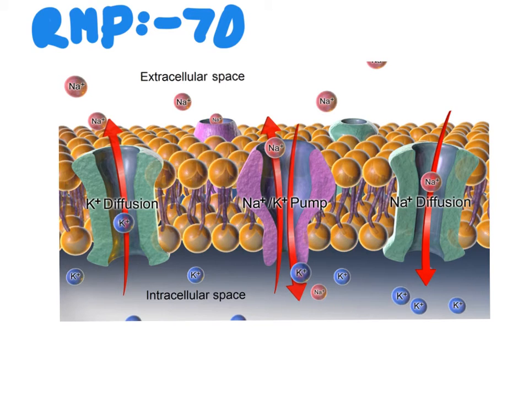So ion channels won't have both potassium and sodium moving through them. They'll have either one or the other. For example, here we have a potassium channel, and here we have a sodium channel. In the sodium channel, only sodium will come in, and in the potassium channel, only potassium will go out. And when they open, ions can move freely.